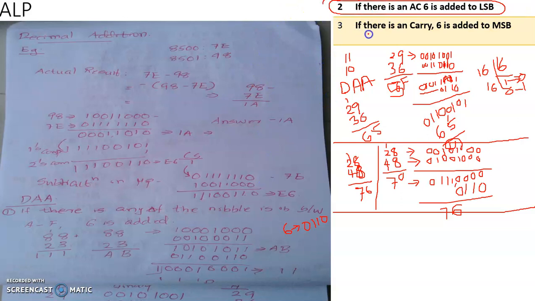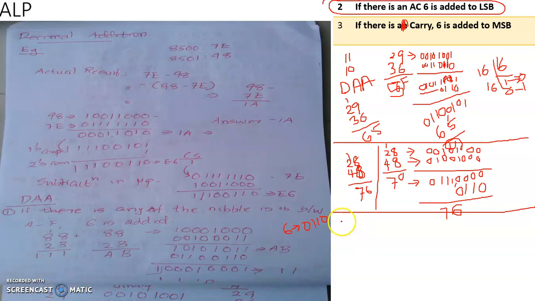And the third rule is that if there is a carry, 6 is added to the MSB part of the result, similar to this one. If there is a carry, 6 must be added to the MSB part of the result, even if the MSB is not purely a hexadecimal number. If it is already a hexadecimal number, definitely you will have to add 6 to that number. Even if it is not purely a hexadecimal number, however, if a carry is generated upon the generation of the MSB part of the result, then 6 must be added to it.